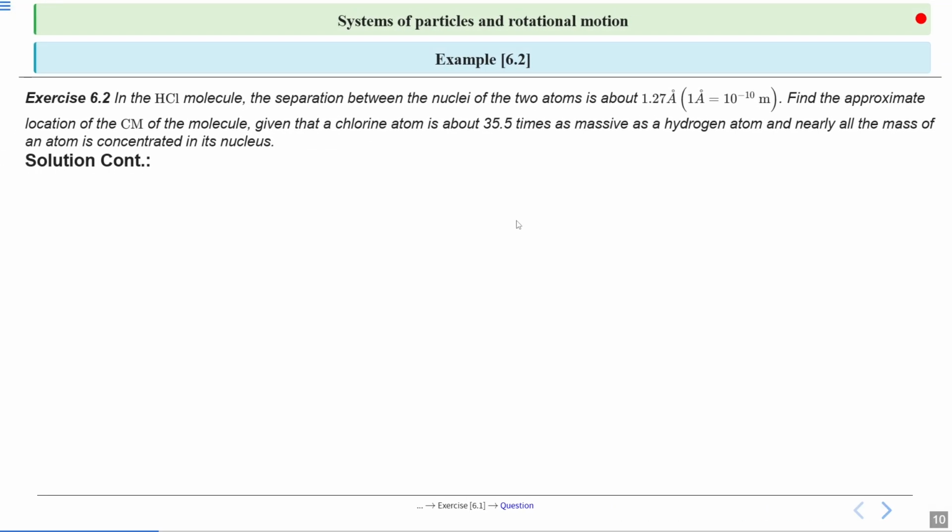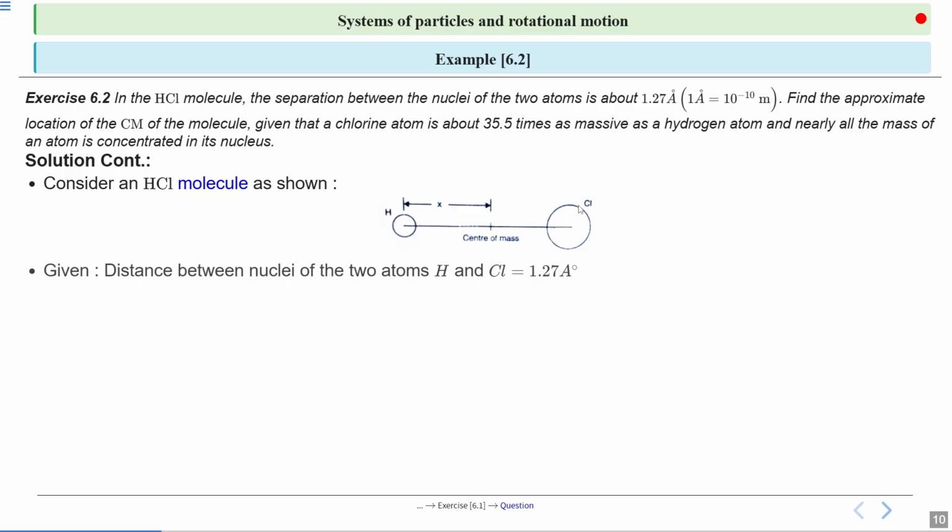Now, here we have an HCl molecule, hydrogen chloride. So this is hydrogen and this is chlorine. So the distance between the nuclei of the two atoms, the first one is hydrogen, the second one is chlorine, is 1.27 angstrom. This is given.